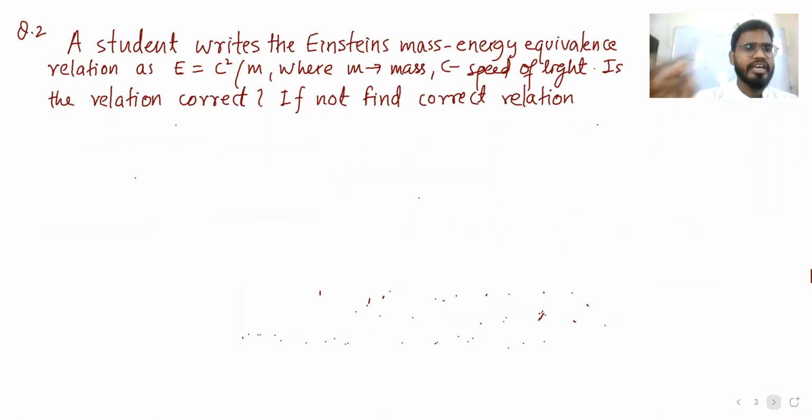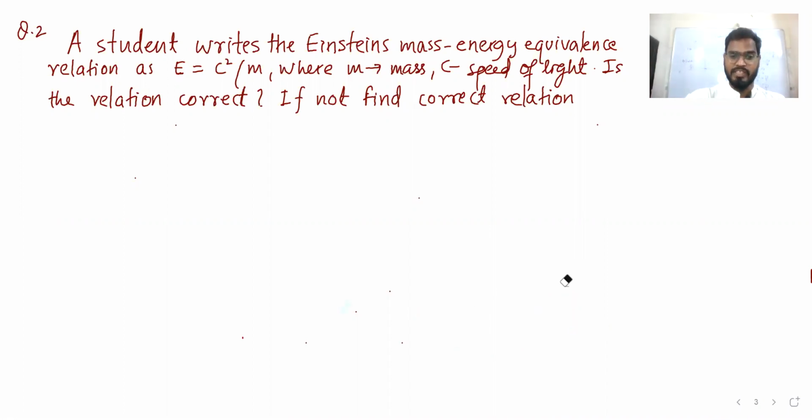Next question is what here? A student writes the Einstein mass energy equivalence as E is equal to c square by m. Obviously everyone knows it is wrong, right? Even one who is having commerce also knows it is wrong, because we have seen many notebooks used to have E is equal to mc square, right? If it is wrong, then we are supposed to make it correct. First we should prove that it is wrong, then we are supposed to make it correct. That is our duty now.